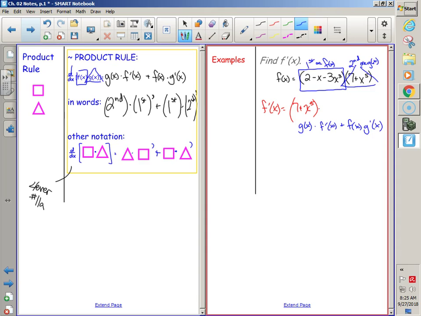Or if you did the box triangle, you can do triangle box prime plus box triangle prime. I'm just rattling off the rule because I know it so well, but you need to remind yourselves of what you're doing. So write one version of the rule, and then fill it in up above. The second, or the g, the first, and you take the derivative of.